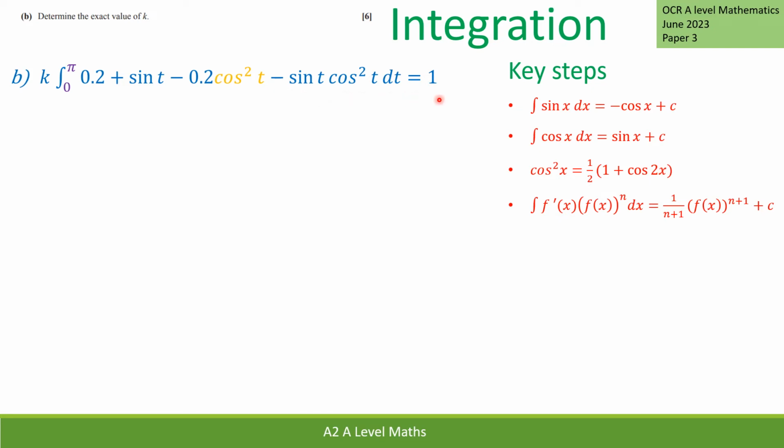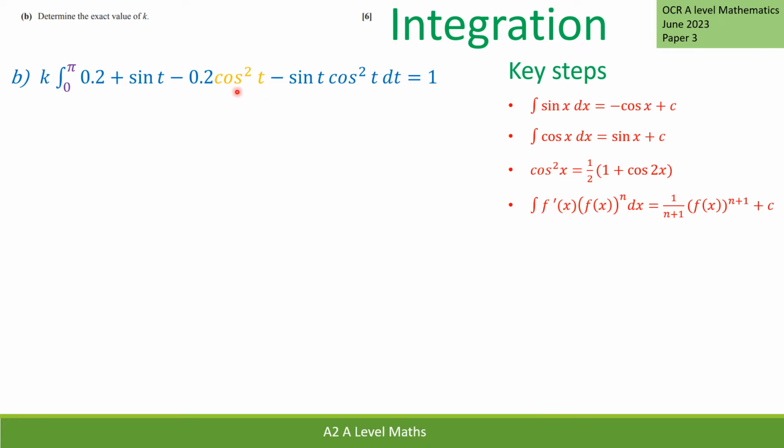As I said earlier on in the video, this part here, minus sine t times by cos squared t, is using the formula that's in the formula book, where f of x is equal to cos t, f dashed of x, the differential of cos t, is minus sine t, so this is minus sine t times by cos squared t. So we're using this part here that's in the formula book.